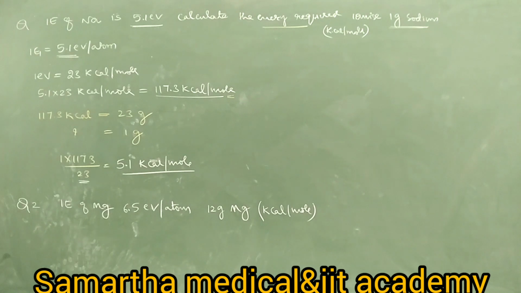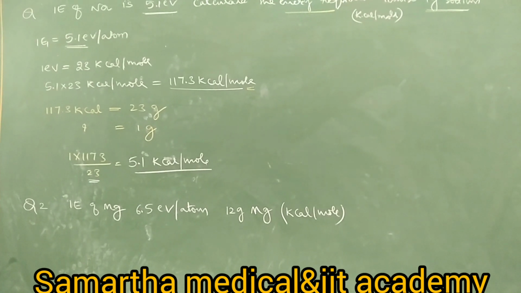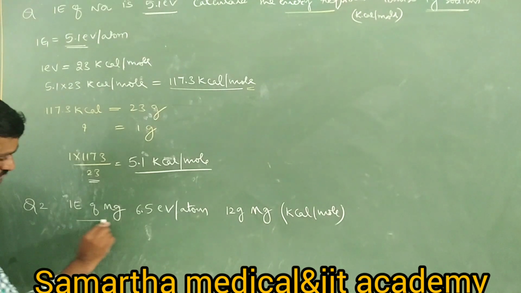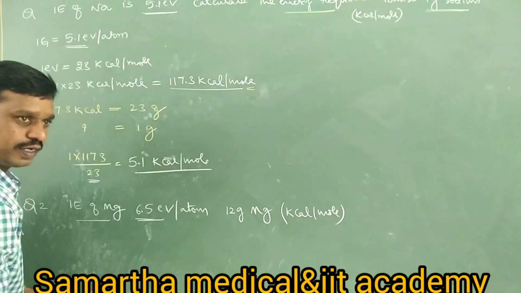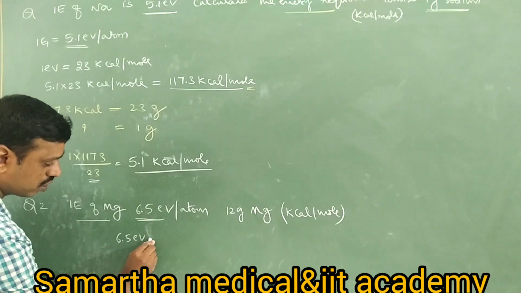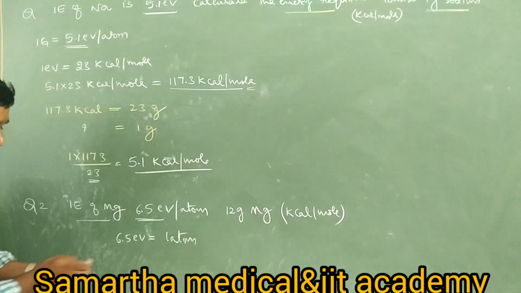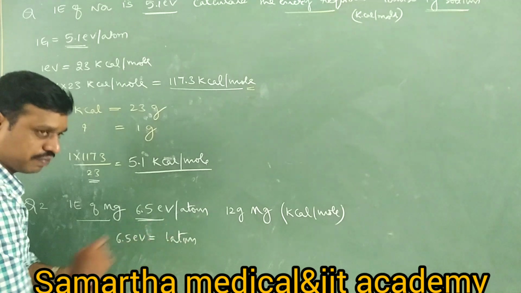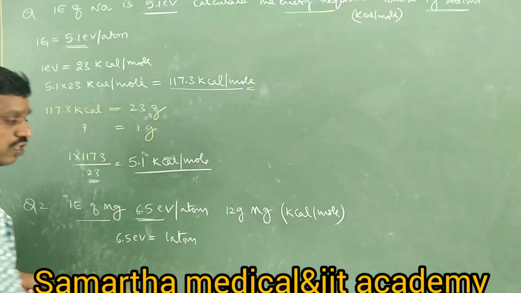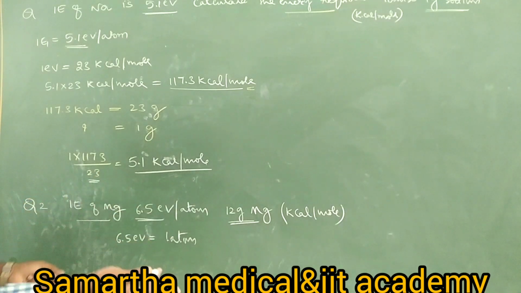Right. So it is also a similar question. In the question, what have they given? The ionization enthalpy of magnesium is given. IE of magnesium is equal to 6.5 electron volt. It means 6.5 electron volt per one atom. This much energy is required for one atom. But the question is for 12 gram. So 12 gram requires how much?